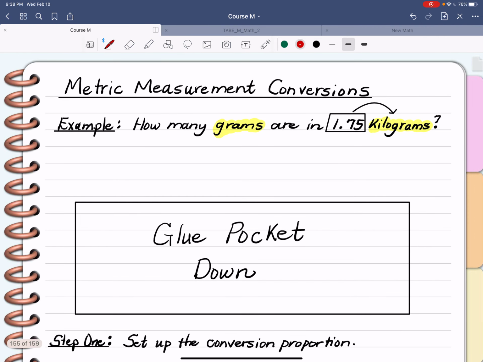So if you go back to answer this question, you would answer it this way. There are 1,750 grams in 1.75 kilograms.